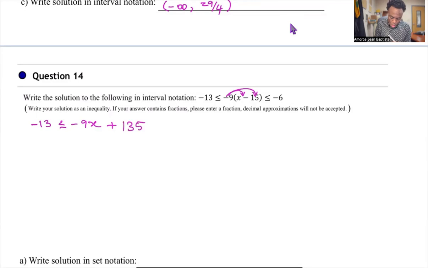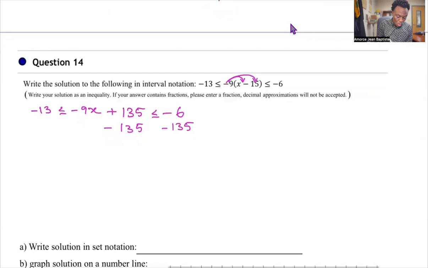It's a plus, and less than or equal to -6. I'm gonna subtract 135 on both sides, on all sides. So we have 135, -135 minus 13. That is -148 less than or equal to negative 9x less than or equal to negative 141.